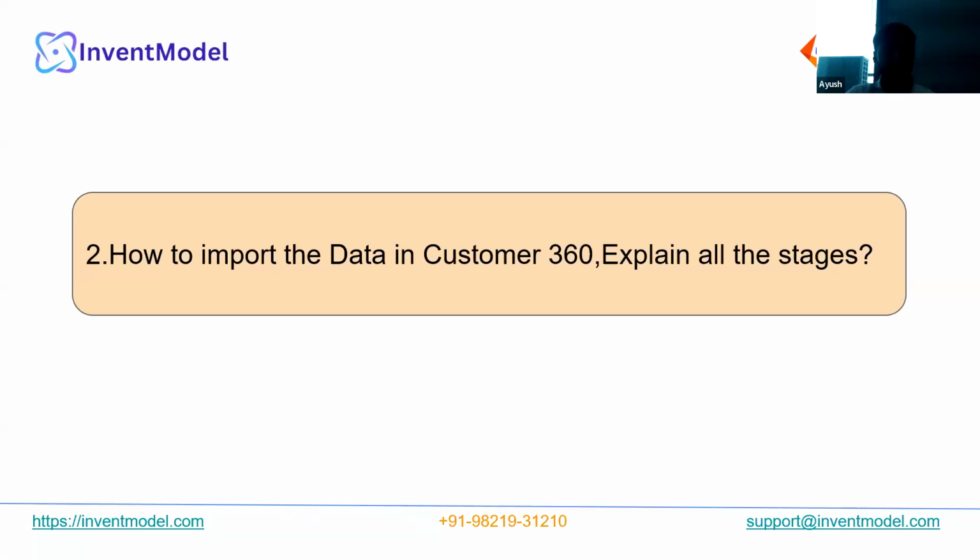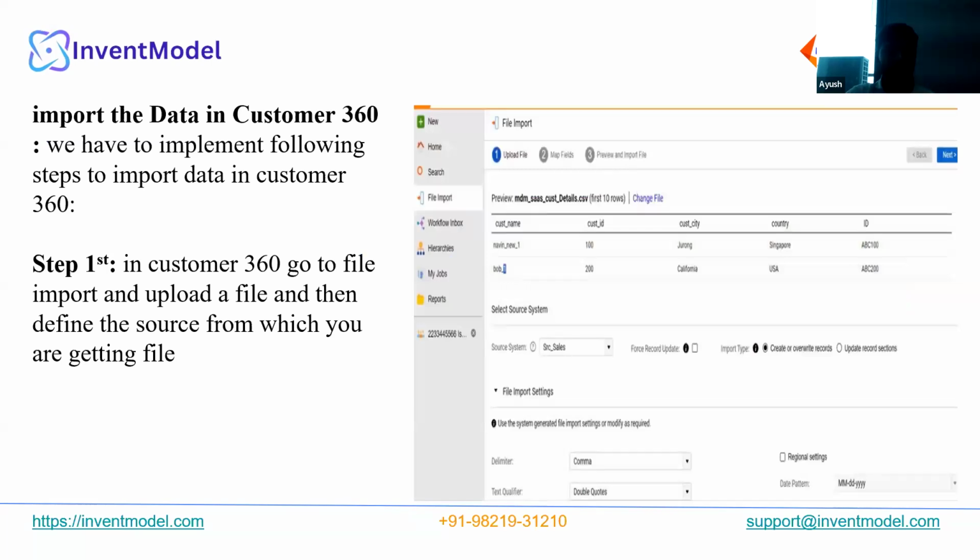Now the second point is how to import the data in Customer 360 and what are the stages to implement this. For importing the data in Customer 360, first of all, we have to go to the file import section, and there we have to click on upload file. Then we upload our file, and we have to define from which source we are getting the data. For example, in this image, we can see that we are getting the data from SRC underscore sales. After defining the source, we click on next, and then we go to map fields.